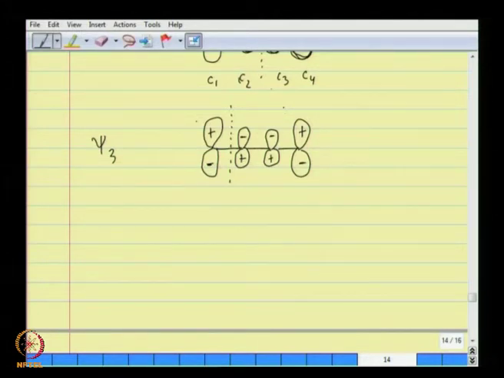The probabilities are of course the squares of them, so we do not need to worry about the probabilities. Probabilities will never become negative. Okay. So you have two nodal planes. Okay. Psi 3, this is psi 3, psi 4.